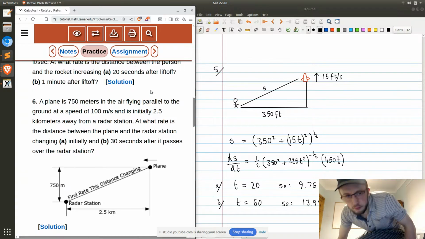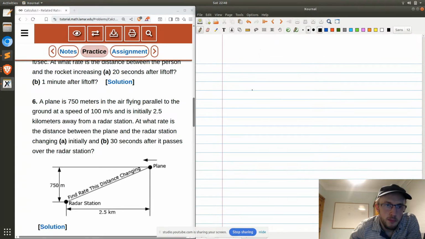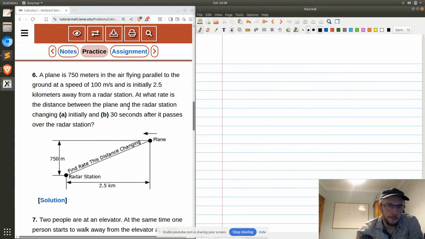Now, a plane is 750 meters in the air, flying parallel to the ground at a speed of 100 meters per second, and is initially 2.5 kilometers away from a radar station. At what rate is the distance between the plane and the radar station changing initially, and 30 seconds after it passes over the radar station?